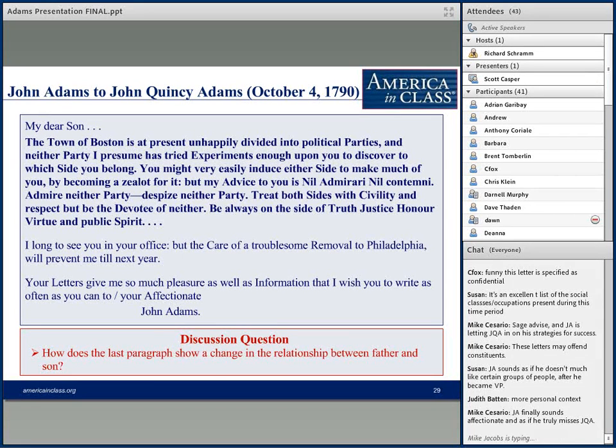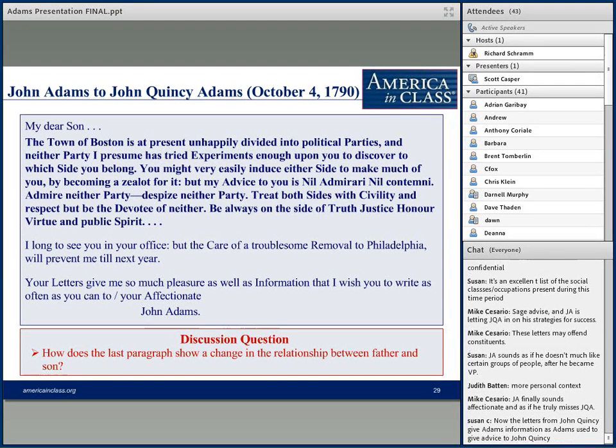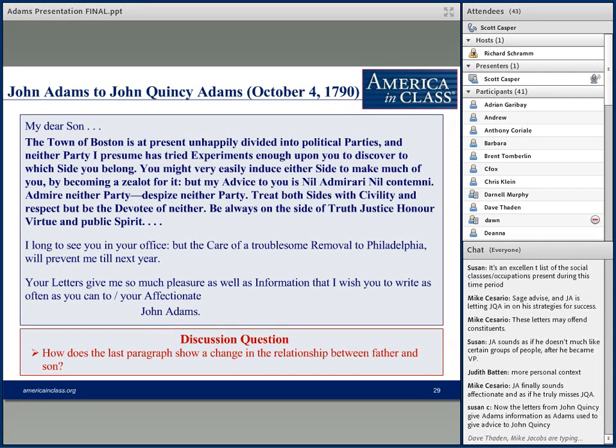Mike makes the point that John Adams finally sounds affectionate. I think that's right. Write to me as often as you can. I get so much pleasure from your letters. I think we are seeing more and more affection between father and son, who is now 23 years old.